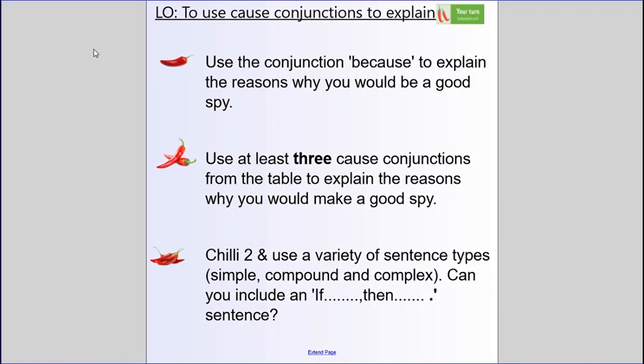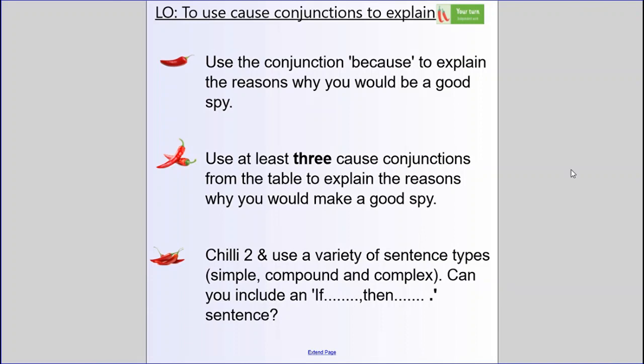So remember, go back and pause the video when you see the pause button. And that word mat, use 3 of those cause conjunctions to explain the reasons why you would make a good spy. And chili 3, you're going to do chili 2 as well, and then try and use a variety of sentence types. So simple sentences, compound sentences, remember those sentences using fanboys conjunctions, and complex sentences. And could you also include an if and a then sentence? So the one I used was, if you required me to move to a foreign country, then I could easily speak to natives. There we go.